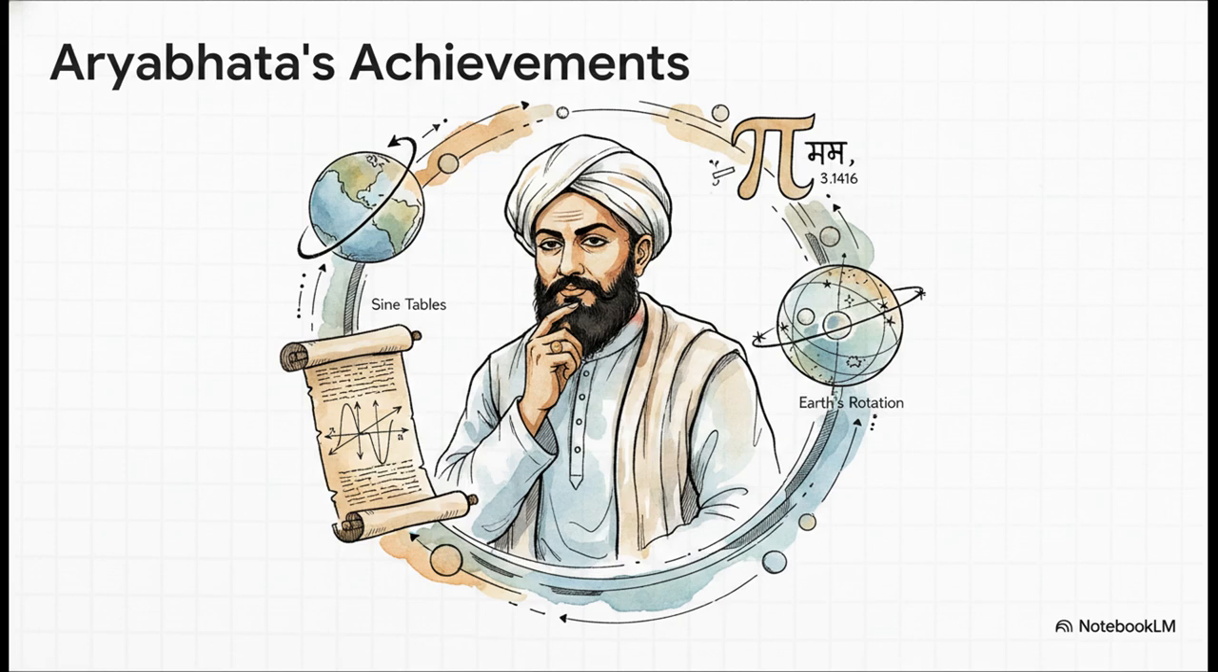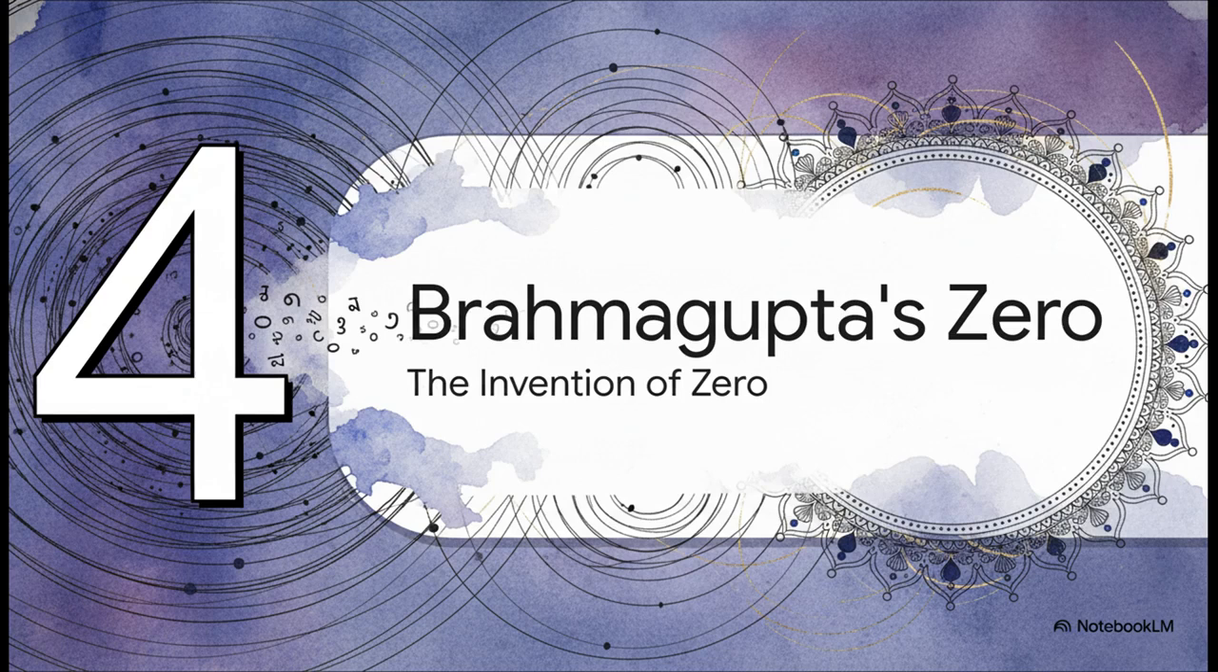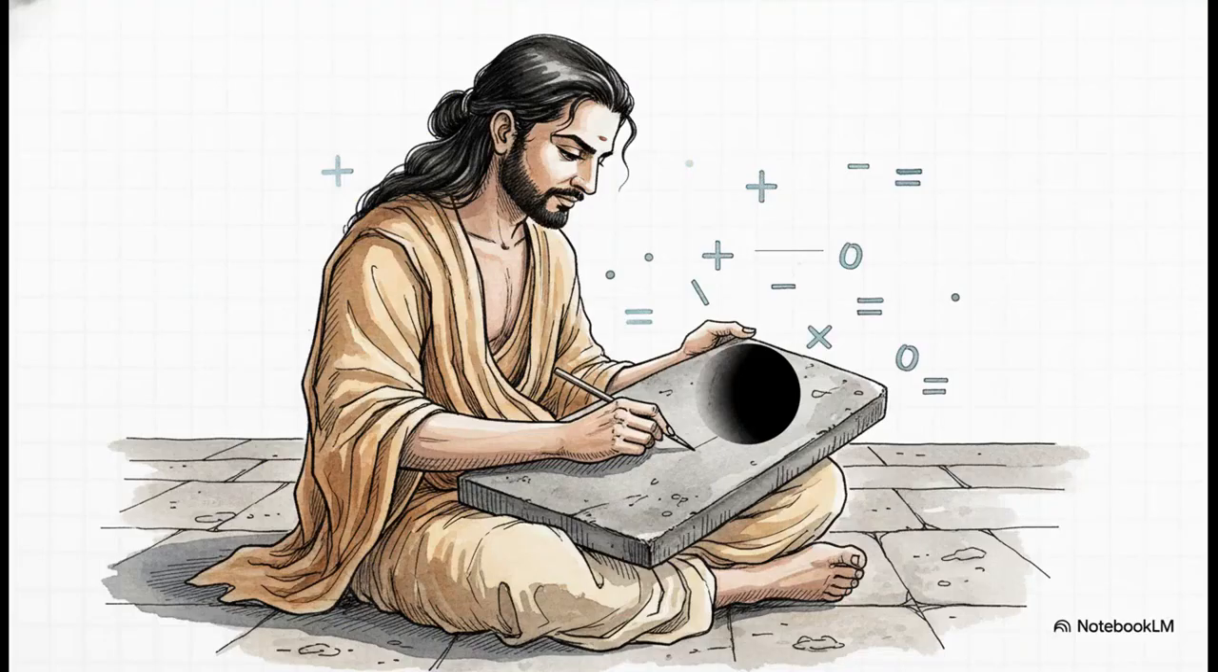Talk about a breathtaking resume for a guy in the 5th century. Let's hit Section 4. Brahmagupta masters the void, the invention of 0. So Aryabhata refined the numbers, sure, but the most revolutionary concept was actually still to come, formalizing nothingness.